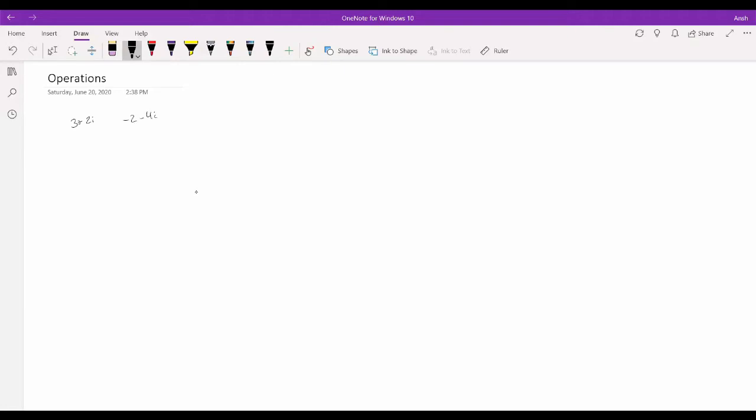First, if we want to see the sum of these two numbers, as we said before, you just have to group together the real components and the imaginary components. So we'd get 3 plus 2i minus 2 minus 4i. The real components come together to form 1, and the imaginary components come together to form negative 2i. So the sum of these two numbers is just 1 minus 2i.